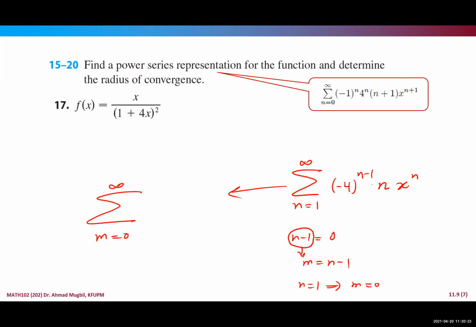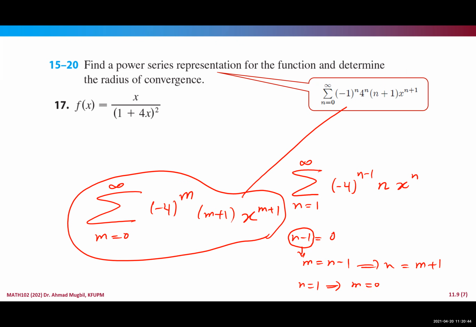Now, n minus 1 will be m, and of course n from here: n will be m plus 1. So here it will be m plus 1, and this will be x to the power, what is n? n is m plus 1. If you look at this, it is the same as this. It is just about the index m. It is m or n, it doesn't matter. It is just an index. You can put it k, i, whatever.